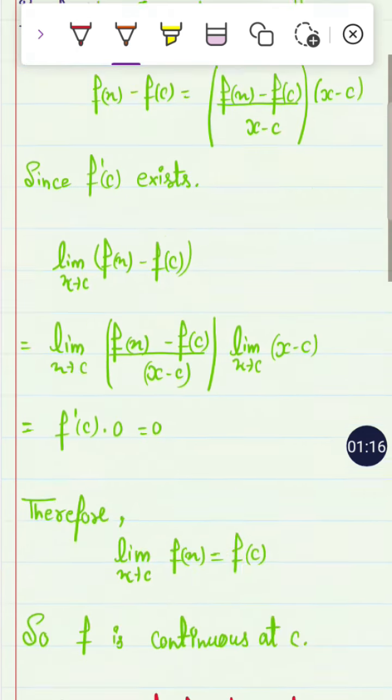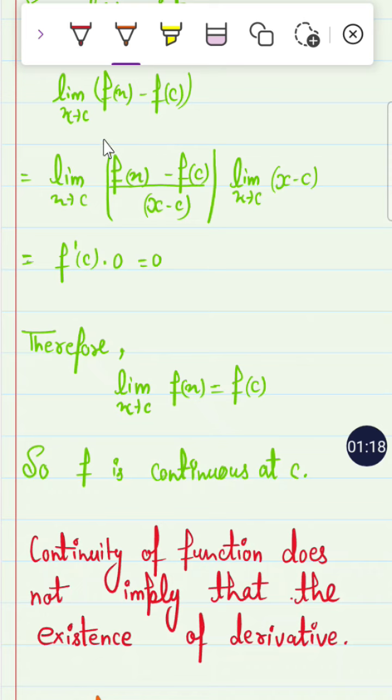This implies that the limit as x tends to c of f(x) minus f(c) is equal to 0. So this shows that the limit as x tends to c of f(x) equals f(c). So this implies that f is continuous at c, right?